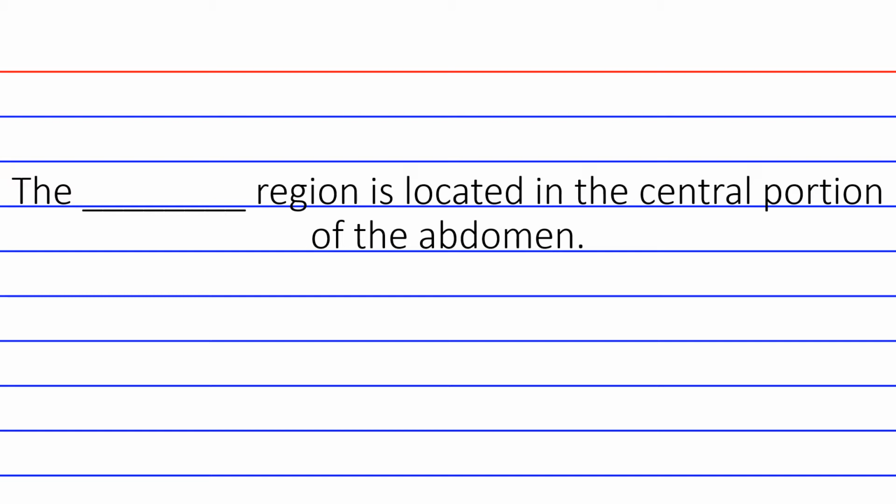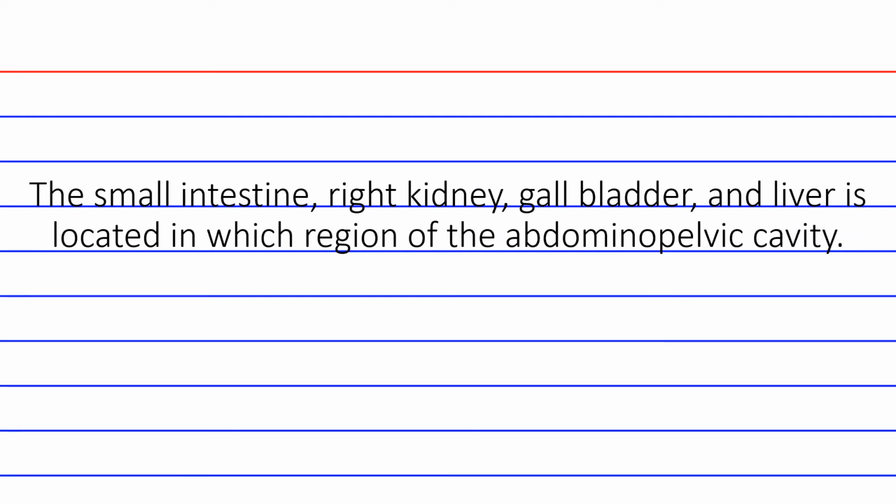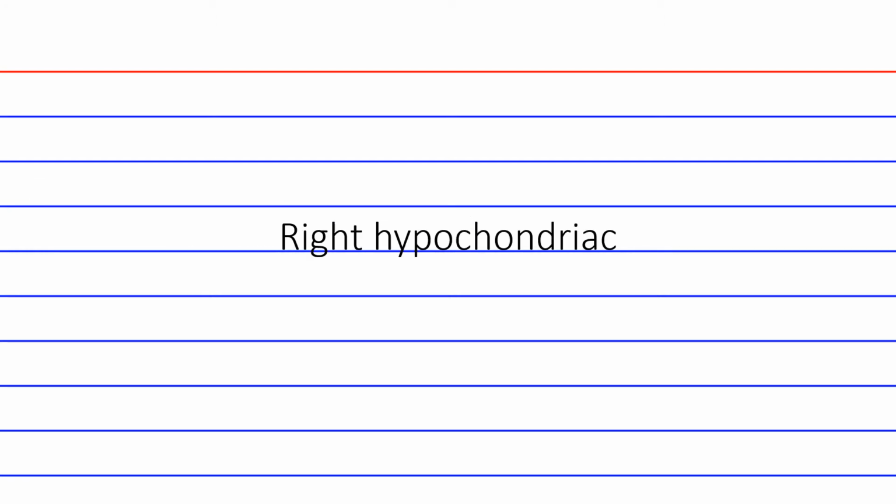The blank region is located in the central portion of the abdomen. This is part of the abdominopelvic cavity. This is the epigastric region. The small intestine, the right kidney, the gallbladder, and the liver is located in which region of the abdominopelvic cavity? The answer is the right hypochondriac.